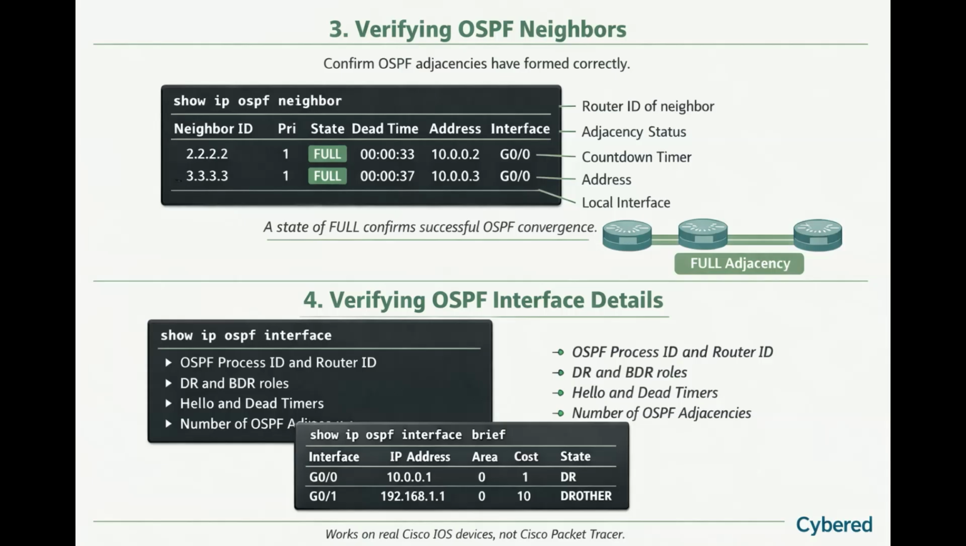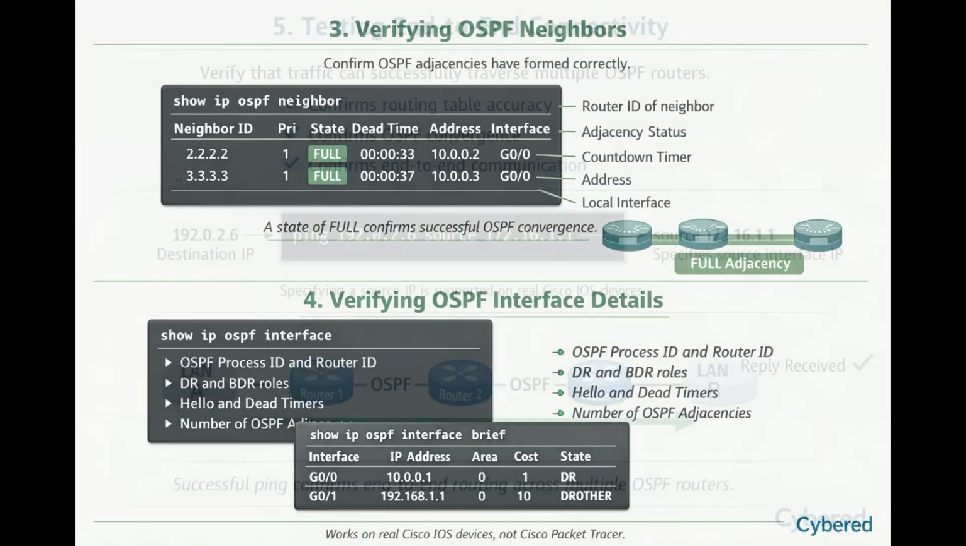To check OSPF behavior on a specific interface, use show ip ospf interface. This command allows you to verify OSPF process ID and router ID, DR and BDR roles, hello and dead timer values, and number of OSPF adjacencies on the interface. For a summarized view of all OSPF-enabled interfaces, use show ip ospf interface brief. This output shows interface participation in OSPF, area assignment, interface IP address and subnet mask, OSPF cost, and interface state.